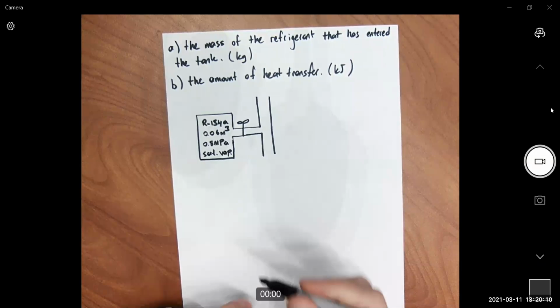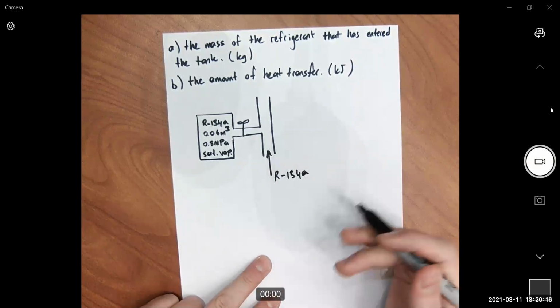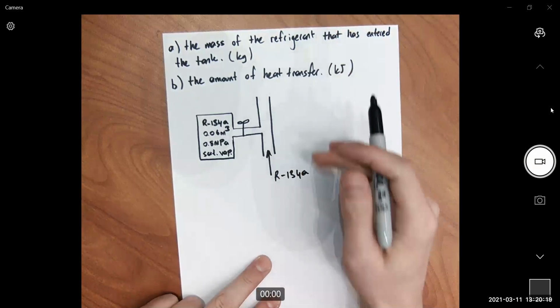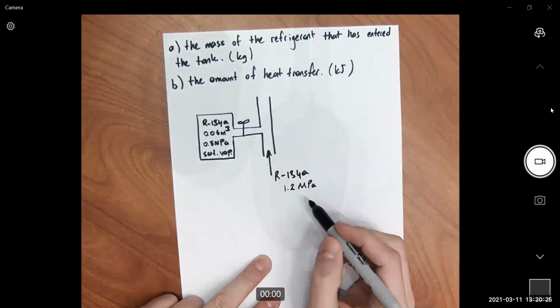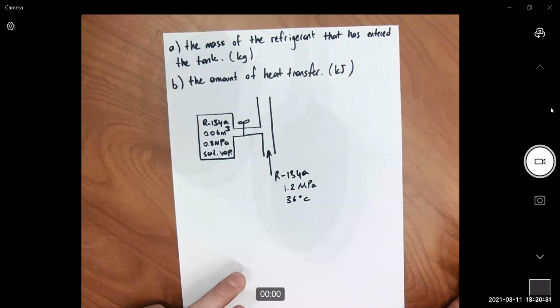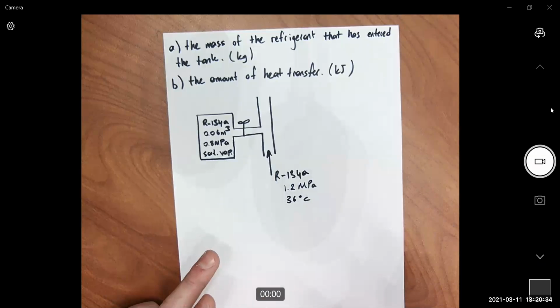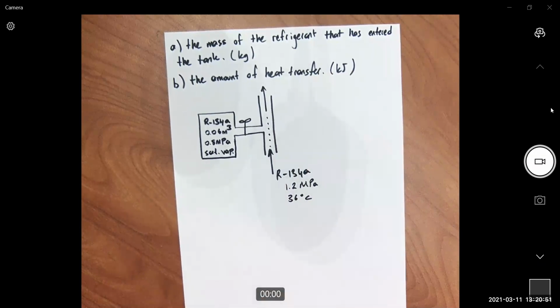Okay. And I also know I have refrigerant 134A running on this line, flowing at 1.2 megapascal and 36 degrees Celsius. I have enough information here too. I should be able to find everything.